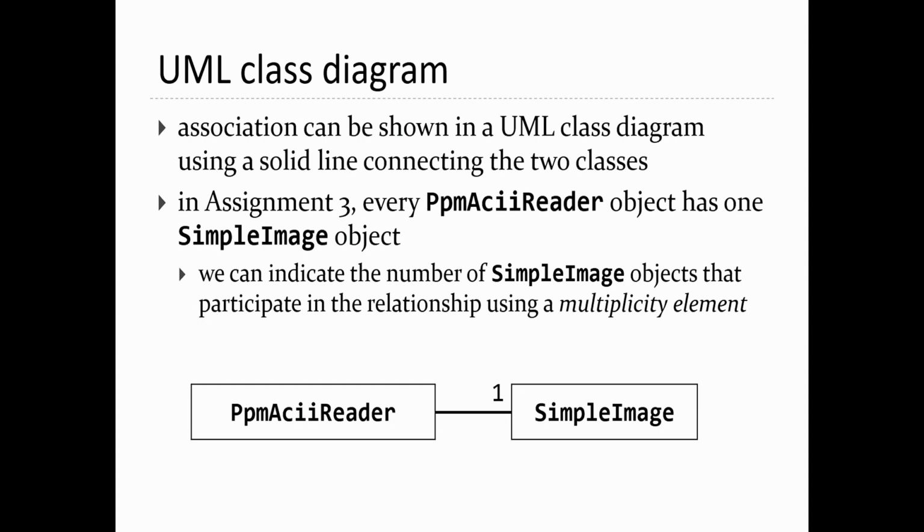Every Point2 object has an x and a y coordinate. It's true, but they're doubles, so that's a primitive type, so you would never draw that. If you wanted to indicate that every Point2 object had an x and a y field, you would do that here: minus x, minus y, double and double. So we're only interested in the relationship between classes. We're not interested in the relationship between classes and primitive types.